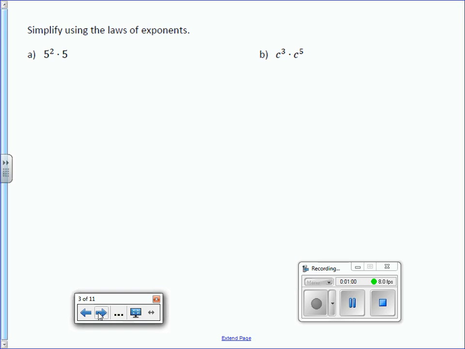So 5 squared times 5. Remember, if a number doesn't have an exponent written in, there's an invisible 1. You add the exponents, so this is really 5 to the third power. And the directions say to simplify, so 5 to the third power is 5 times 5 times 5, which is 125.